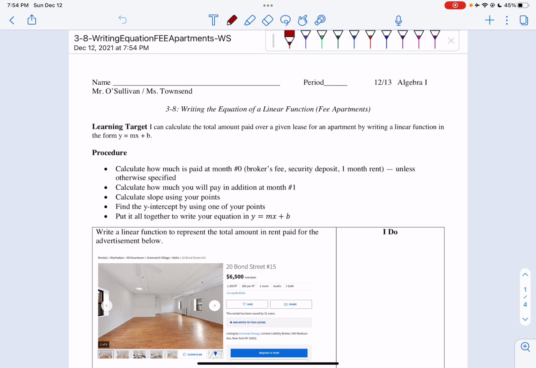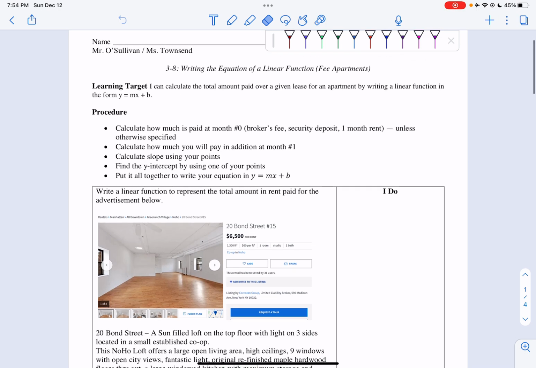Today we're going to look at lesson 3-8, writing the equation of a linear function for fee apartments. So this is for part 3 of your apartment rental project. The learning target is: I can calculate the total amount paid over a given lease for an apartment by writing a linear function in the form y equals mx plus b. The procedure is going to be relatively similar to Friday's lesson, where we had no fee apartments, except today we have to add one extra fee.